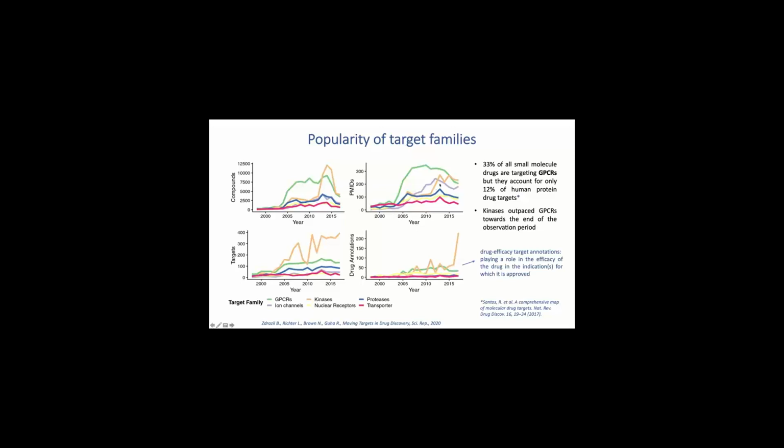And what you can basically see is that GPCRs, so that's the green line, tend to have a high number of compounds and papers over the last 10 to 15 years. But in the last few years this trend seems to have changed a little bit. So kinases seem to have outpaced GPCRs in recent years.